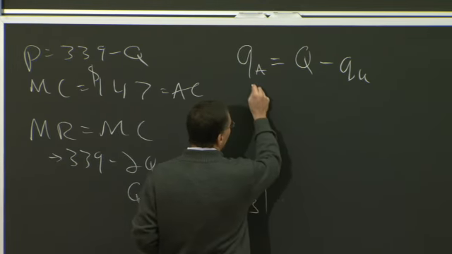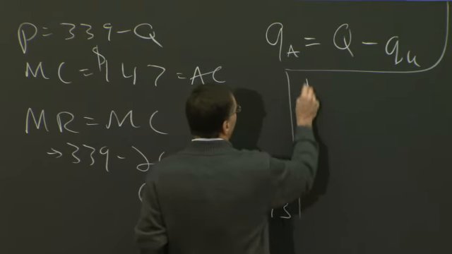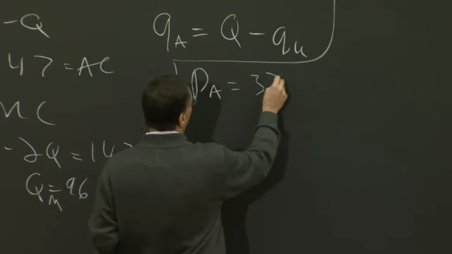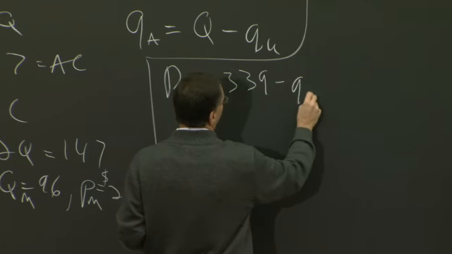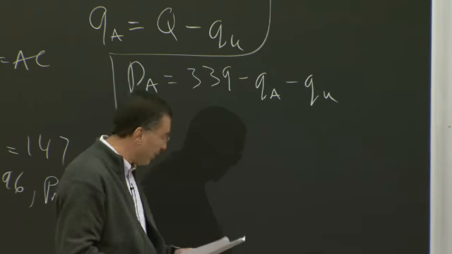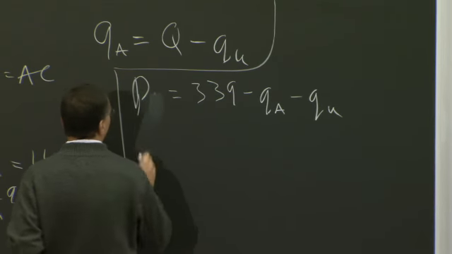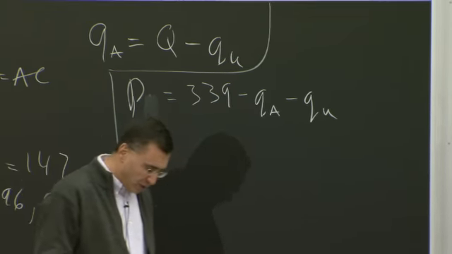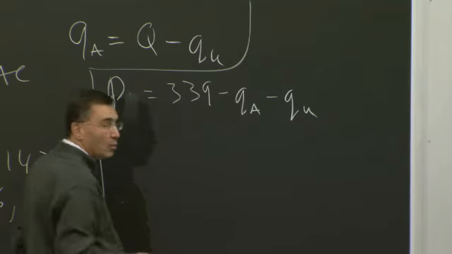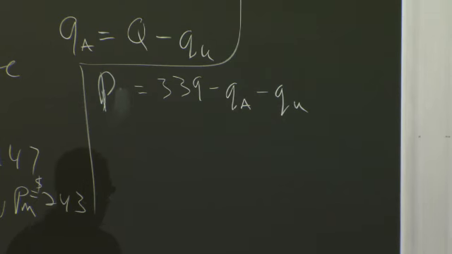Now, what's American Airlines' residual demand function? Well, their price, P sub A, is equal to the total demand, 339, minus what they supply, minus what United supplies. They don't have separate prices; it's the price in the market. The price in the market is going to be 339 minus what each of them supplies. Now American can't control Q sub U. American has to take that as an outside given factor. That's what they're responding to.